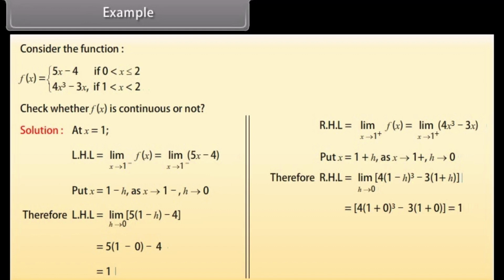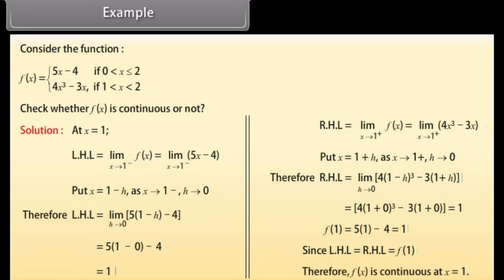1. f(1) = 5 × 1 − 4 = 1. Since left-hand limit = right-hand limit = f(1), therefore, f(x) is continuous at x = 1.